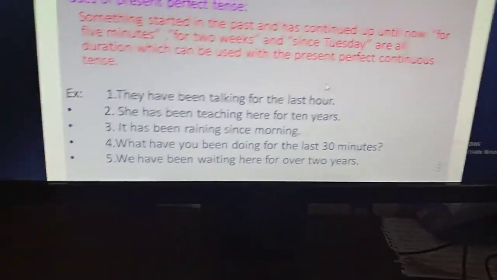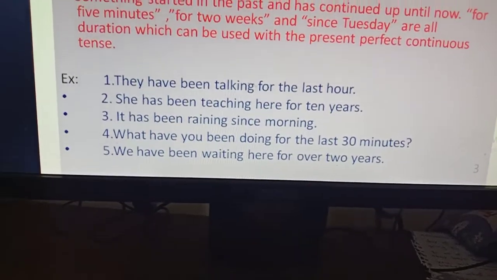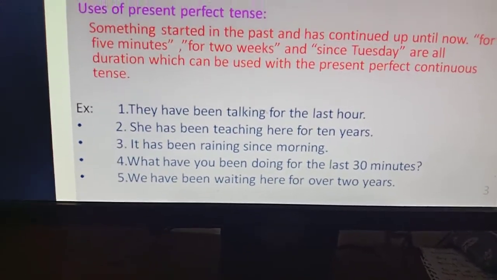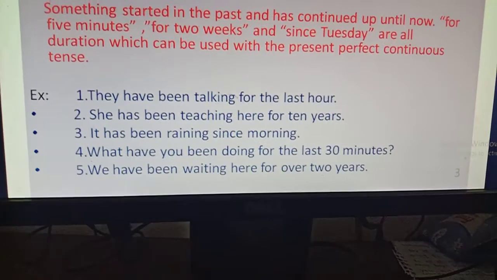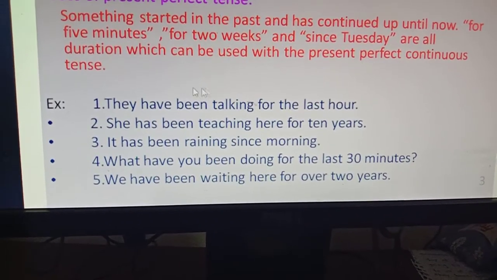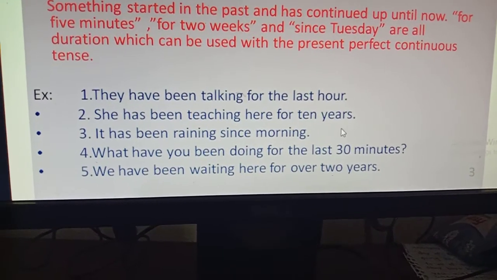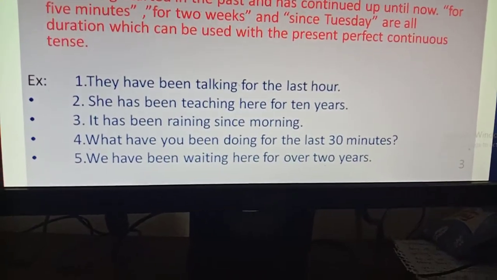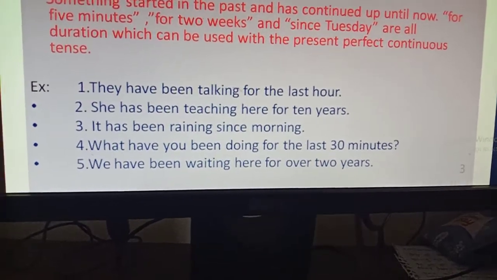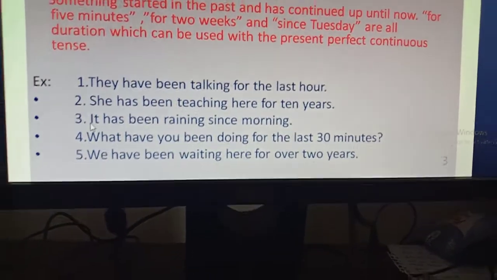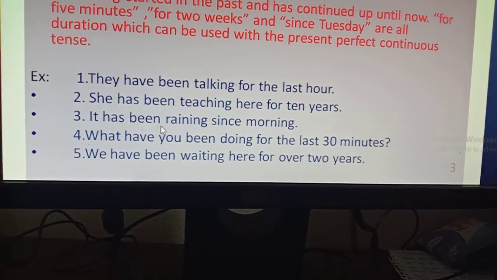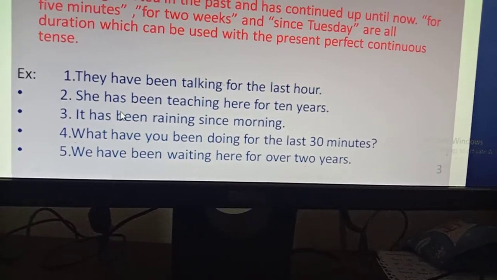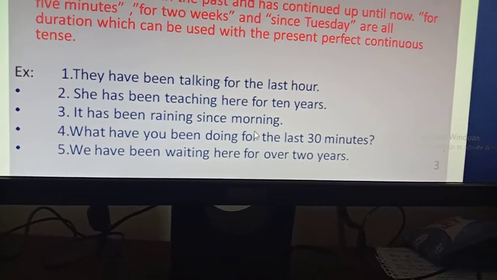Okay. Now we are going for the examples. The first one: they have been talking for the last hour. So they started talking in the past and they are talking till now. This is present perfect continuous tense. Number 2: she has been teaching here for 10 years. So 10 years ago she started teaching and she is still teaching now. That's why we are going to use present perfect continuous tense here. Then number 3: it has been raining since morning. So the rain started in the morning and it is still raining now. So the work started in the past and is continuing till now, which is present perfect continuous tense.